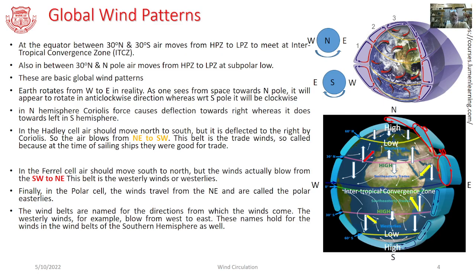The wind belts are named for the direction from which the wind travels. So, the westerly winds, for example, blow from west to east. These names hold for the winds in the wind belts of the southern hemisphere as well.